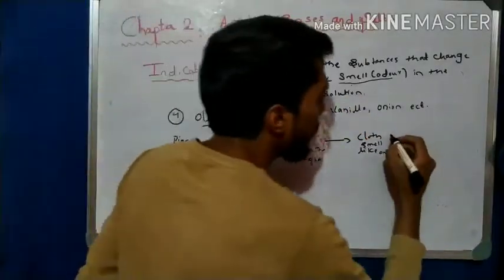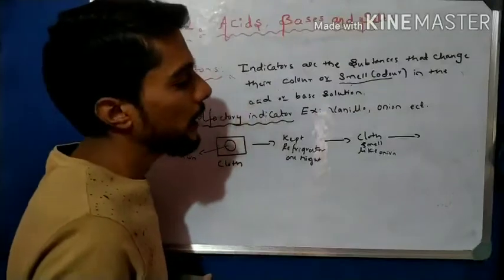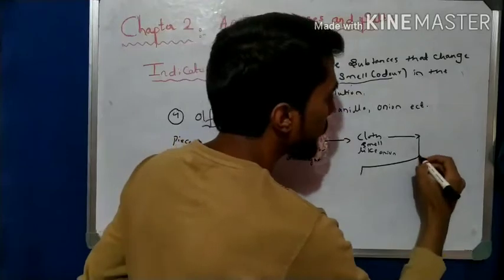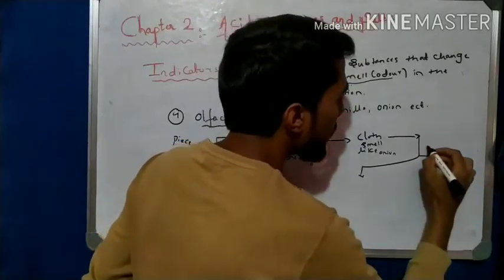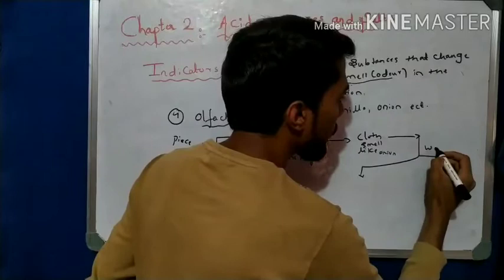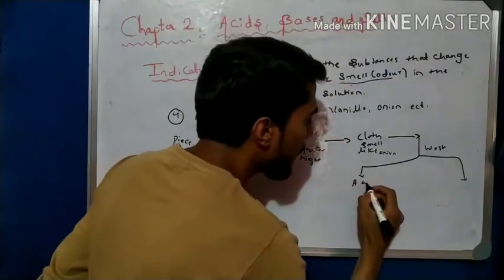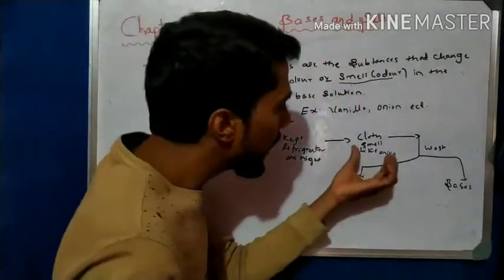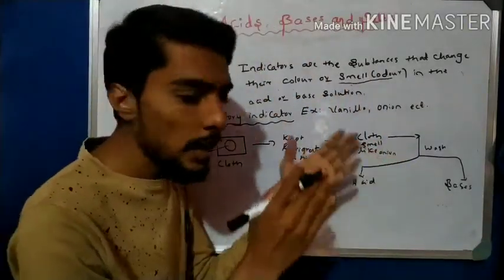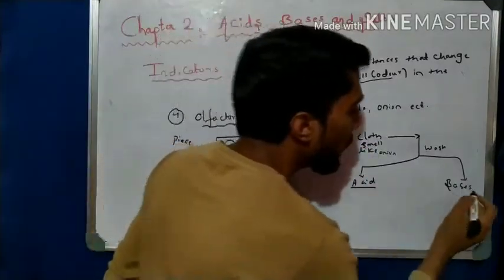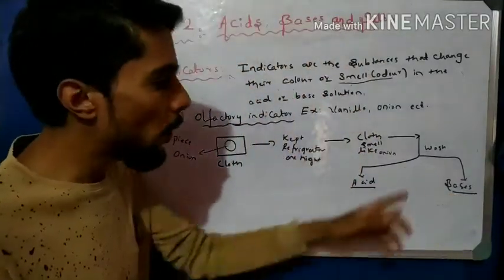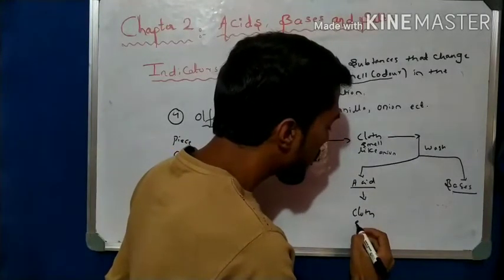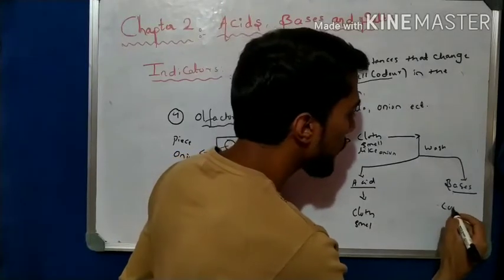Now take this onion-smelling cloth and wash it in two substances, in acid and in base. Make it two parts. One part is washed in acid and one part is washed in base. After washing, smell the cloth again.